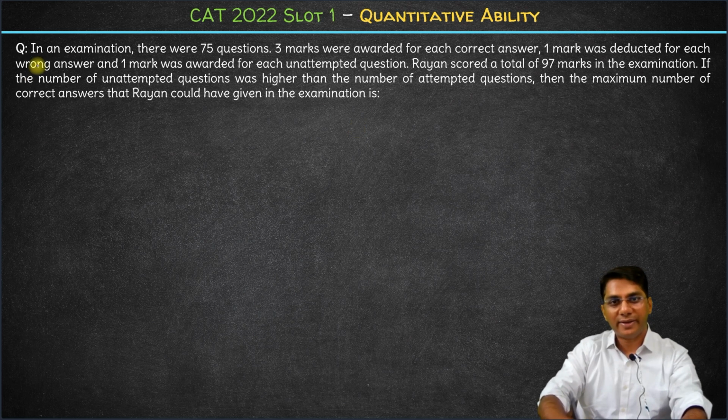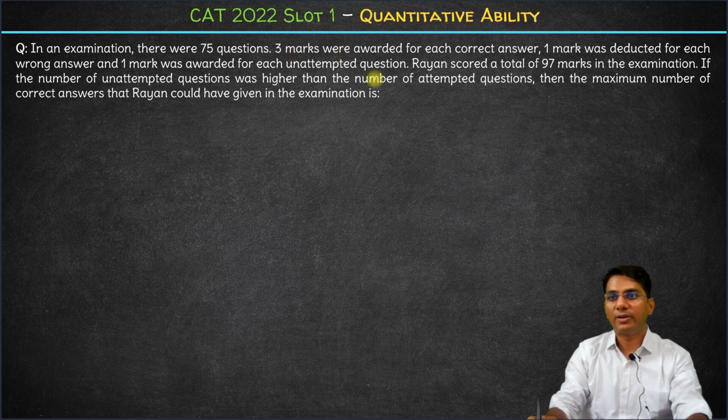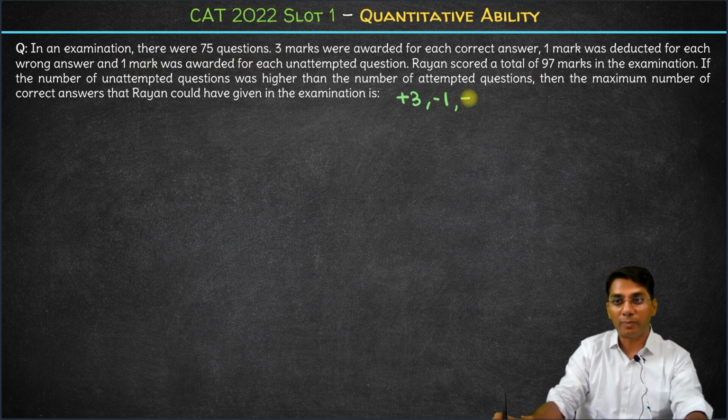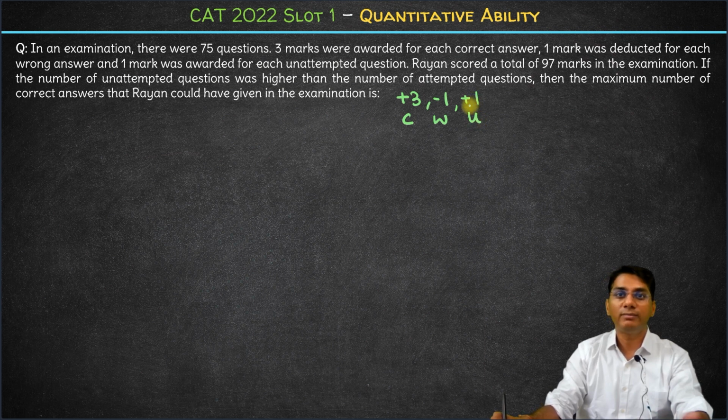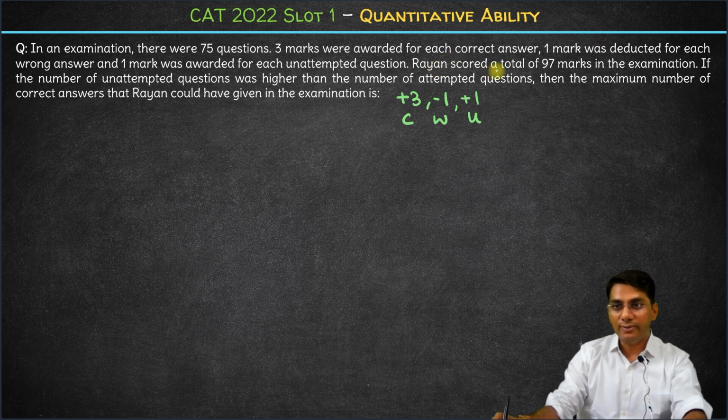Hi. So here we have in an examination there are 75 questions. 3 marks are awarded for each correct answer and 1 mark was deducted for each wrong answer. Okay. So the marking scheme is +3 for correct, -1 for wrong, and for each unattempted question there was +1 mark. Great. So Rayan scored a total of 97 marks in the exam.